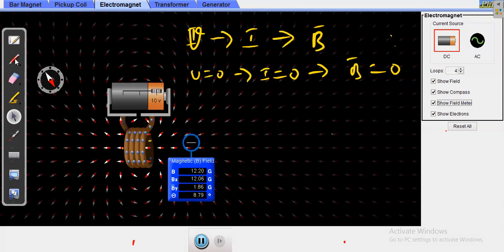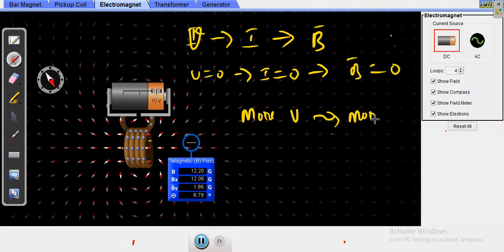So in case of an electromagnet, what is the concept? More voltage indicates more B. Once you increase the voltage, then the magnetic field also will increase. Then I will do one more thing.